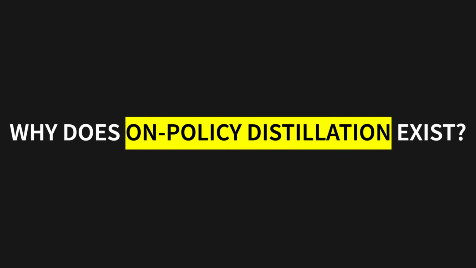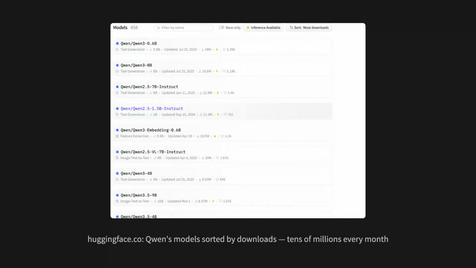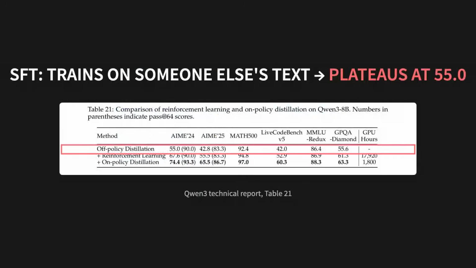Why does on-policy distillation exist at all? To see why, we go back to the Qwen 3 technical report from the intro. If you haven't met Qwen, it's Alibaba's open weights model family and one of the most used open models in the world. Don't take my word for it. This is Hugging Face's download chart, and the top Qwen models get downloaded tens of millions of times every month. So when this team documents exactly how they post-trained Qwen 3, head-to-head across the classic training recipes, that comparison carries real weight. So let's give the report a proper look this time.